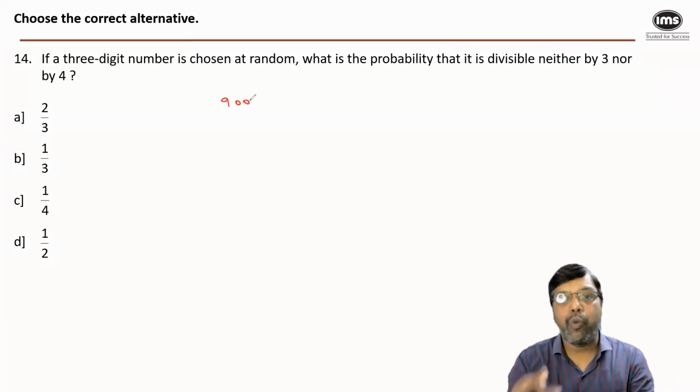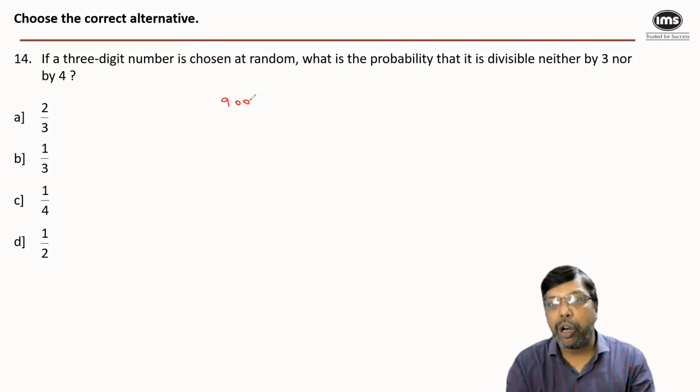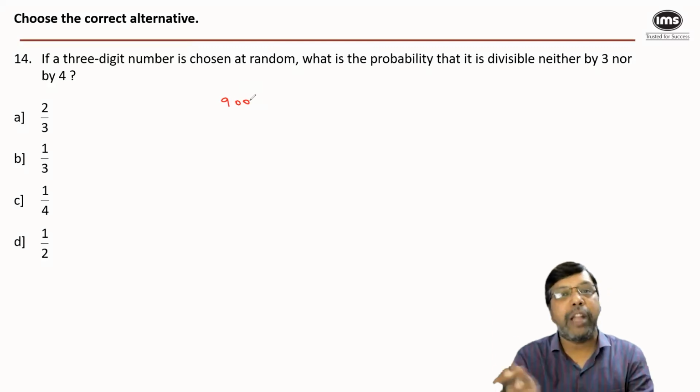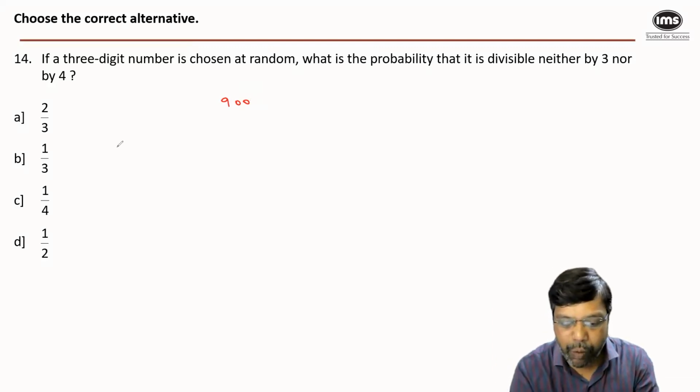Out of these, I want to know how many are divisible neither by 3 nor by 4. So which means I need to find the number of 3-digit numbers that are divisible by 3 or 4 and remove them from the total. Now, multiples of 3.